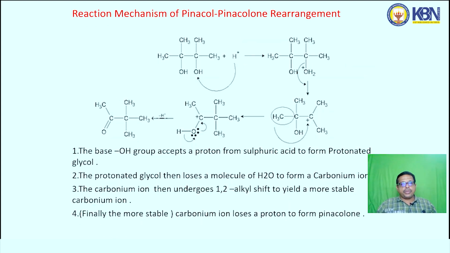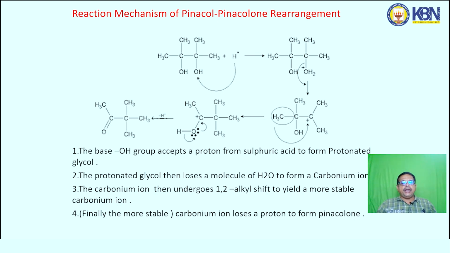Coming to the reaction mechanism of pinacol-pinacolone rearrangement. There are 4 mechanism steps. The first one is the base OH group present on one of the carbon atoms of the 1,2-diol, which accepts a proton H+ from sulfuric acid to form protonated glycol.